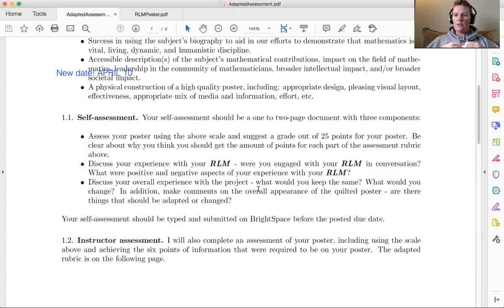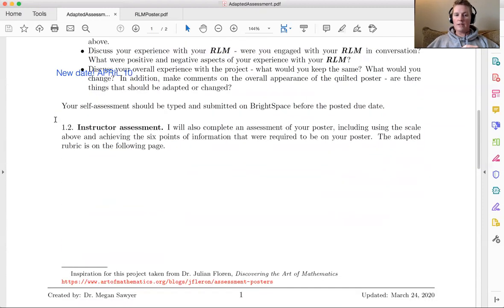And to that, you can go into the link that I've shown on Brightspace to look at that poster and to download it and see the big picture. You should type this up and submit it on Brightspace before, again, April 10th. And the second thing is that I will assess it. I'll look at the requirements for the poster and I'll use the scale above to assess those pieces, as well as looking at your poster and making sure that the pieces that were required to be on your poster are on your poster.